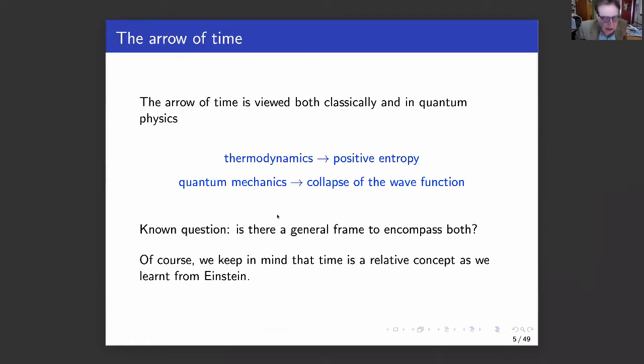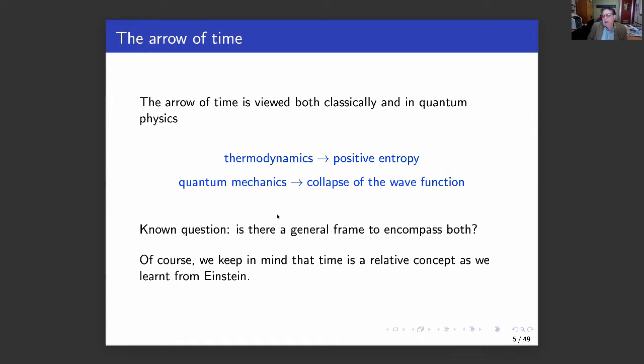So let's start again with the arrow of time. And if you look at classically, the arrow of time is understood, is defined through thermodynamics. Newtonian mechanics is reversible, but thermodynamics is not. So heat tends to go from something warmer to something colder, and not the other way. So there is only one arrow of time.